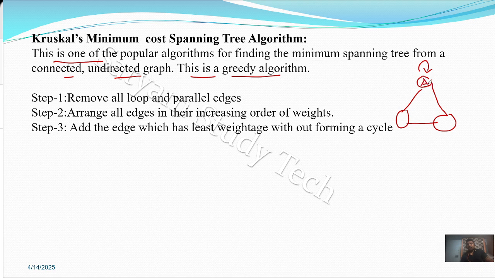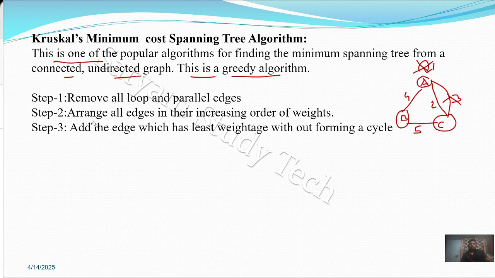For example, here it is A, and here it is B and C. This edge has cost 2, here it is 3, here it is 4, here it is 5, and here it is 1. First, remove all the loops and parallel edges. Here there is a loop, so you can remove that. Here there are parallel edges, two edges from A to C. You keep only the minimum cost edge, which is 2, and remove the other edge. So that is the first step.